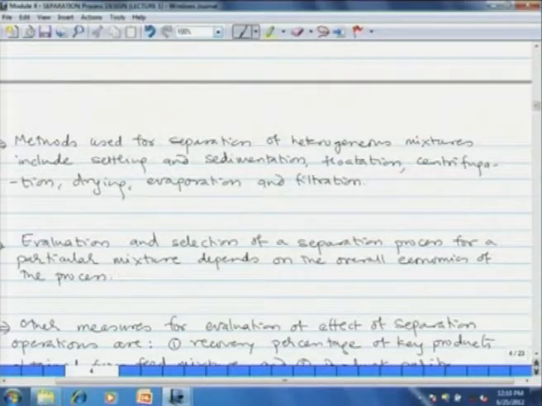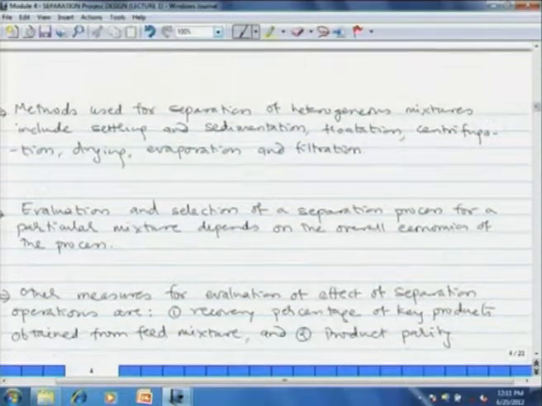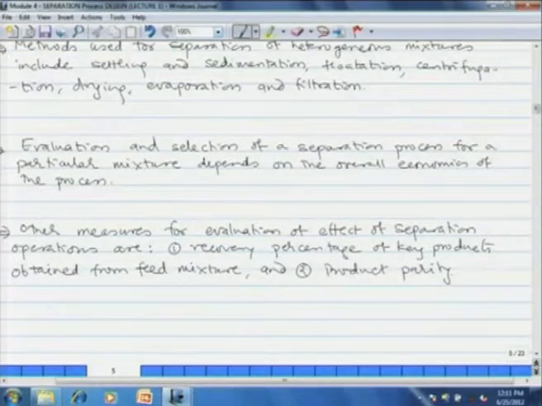Then centrifugation, which I just mentioned, the use of centrifugal force, then drying, which is basically for removal of moisture, evaporation and filtration. Now, filtration is another cousin of membrane separation, but this filtration is completely mechanical, where the particles are separated only by size exclusion. Evaluation and selection of a separation process for a particular mixture depends on the overall economics of the process. We shall see the criteria for selection of the process very shortly.